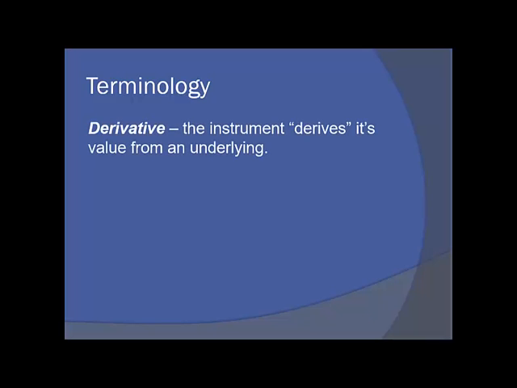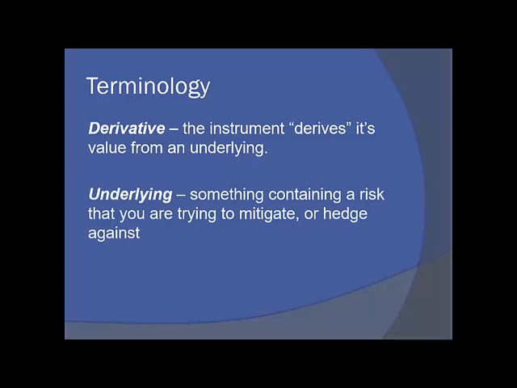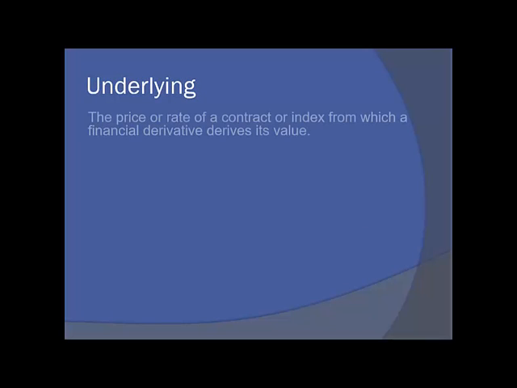A derivative is called this because the instrument derives its value from an underlying. And an underlying just means something else that has direct value, something containing a risk that you are trying to mitigate or hedge against. So what does this mean?